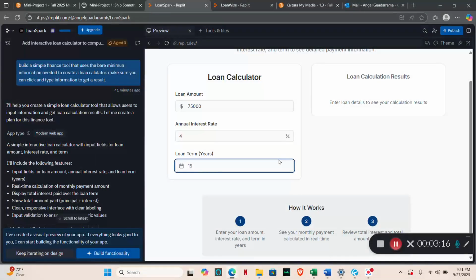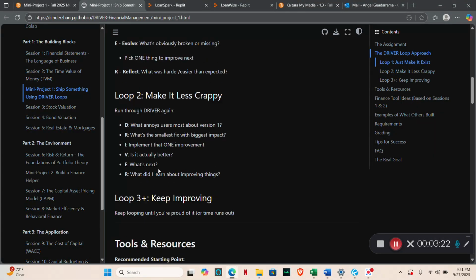But it works pretty well. I just asked Replit to create this version for me. This is my version one. So how can I make it less crappy?